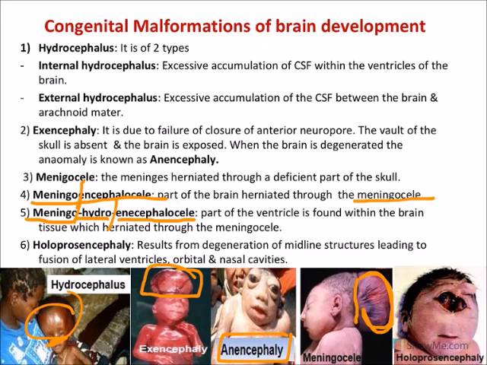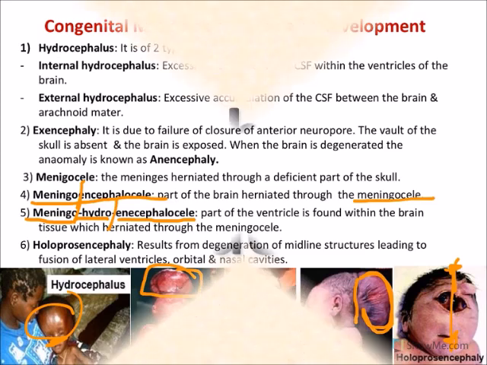Lastly, we have a condition known as holoprosencephaly. This condition results from failure of development of all midline structures between both eyes, between both openings of the nose, and the midline structure in the mouth cavity. So all midline structures are obliterated, and this results in a fusion of both lateral ventricles and both orbits and the nasal cavity.